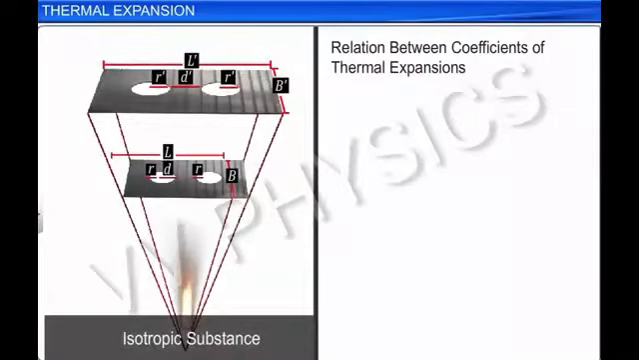For a perfect isotropic material, the coefficients of thermal expansion are related as alpha V equals 3 alpha L and alpha A equals 2 alpha L. Let's prove the identity by considering a cube of length L naught.